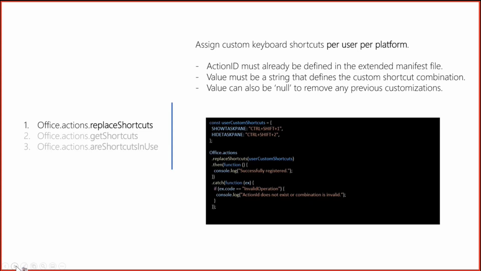The main reason for that is there are some small areas where web has different shortcuts than Windows. We want to make sure that flexibility is still there for you to account for that. And then the last thing is the value that you send in, the actual shortcut combination. It can also be null, and what that does is just remove any previous customizations that you may have set for that shortcut action. So this is probably the API that you'll be using the most.